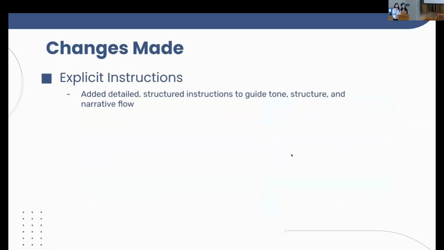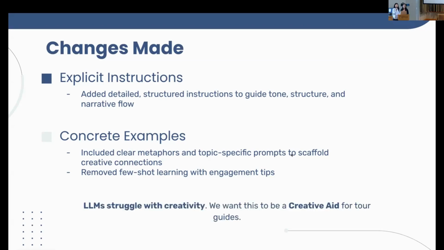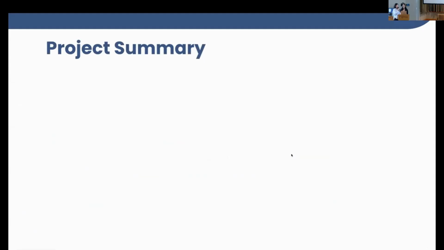And so some things we changed, we added explicit instructions. We added detailed instructions to guide the tone, structure, and narrative flow. And then also added some concrete examples, so included clear metaphors and topic-specific prompts to scaffold this creative connection. We also removed few-shot learning, so any examples within the engagement tips, because we found that the generator tended to rely on the examples we gave it instead of being creative. Through this, we found that LLMs do still struggle with creativity. And so we wanted this tool to be more of a creative aid and a guide for these guides instead of an end-all be-all. And now onto the project summary.